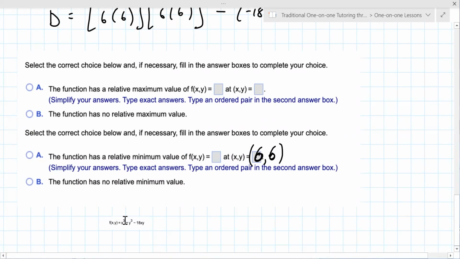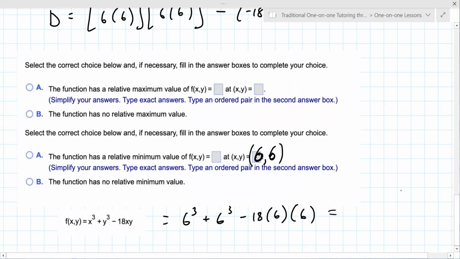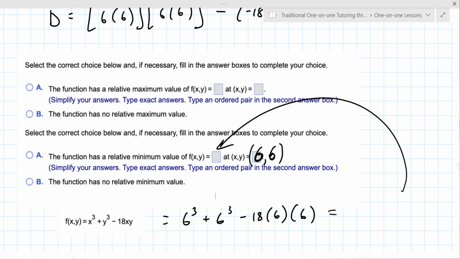So we have to put 6 in for x and 6 in for y. 6 cubed plus 6 cubed minus 18 times 6 times 6. And this number will go in that box there. Let me get that value for you. I got negative 216. I got that as well.